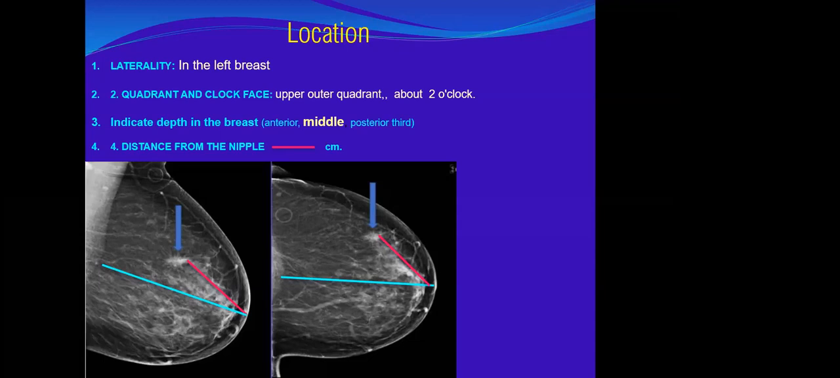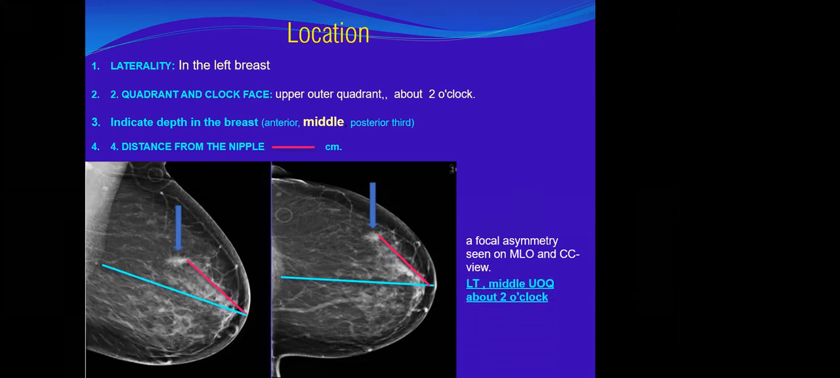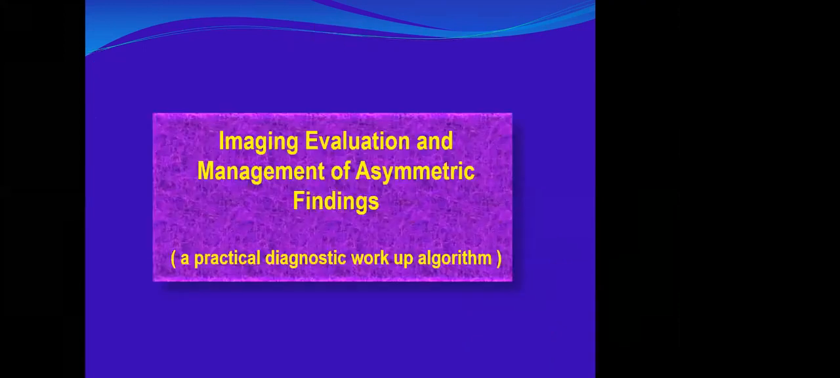The red line represents the distance from the nipple. Okay? Red line in centimeters. The distance from the nipple, we should not forget that. This is the descriptor of locations. So it is a focal asymmetry seen in both MLO and CC views, in the left, middle, upper outer quadrant, about 2 o'clock.